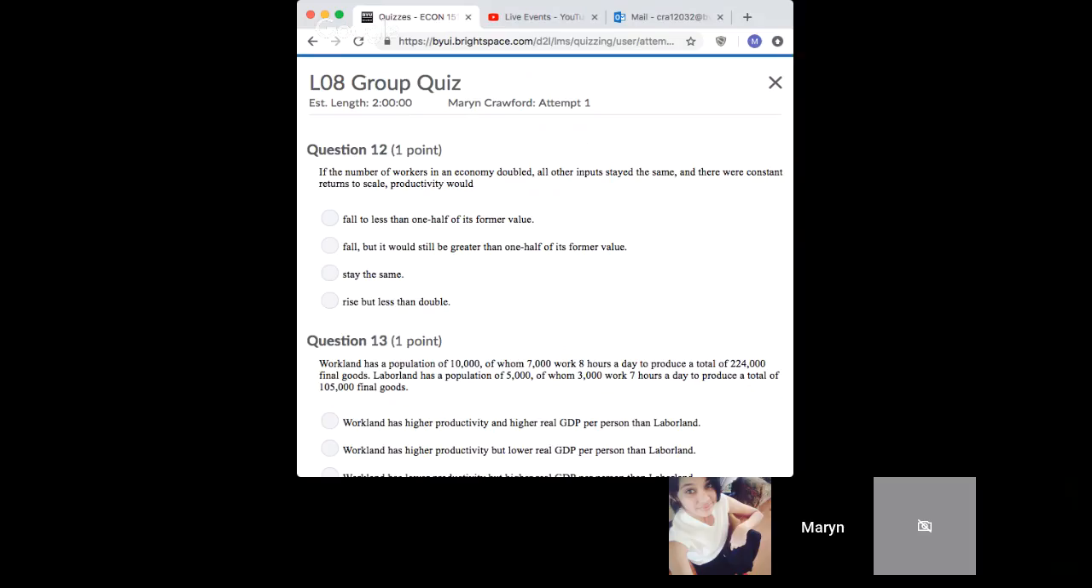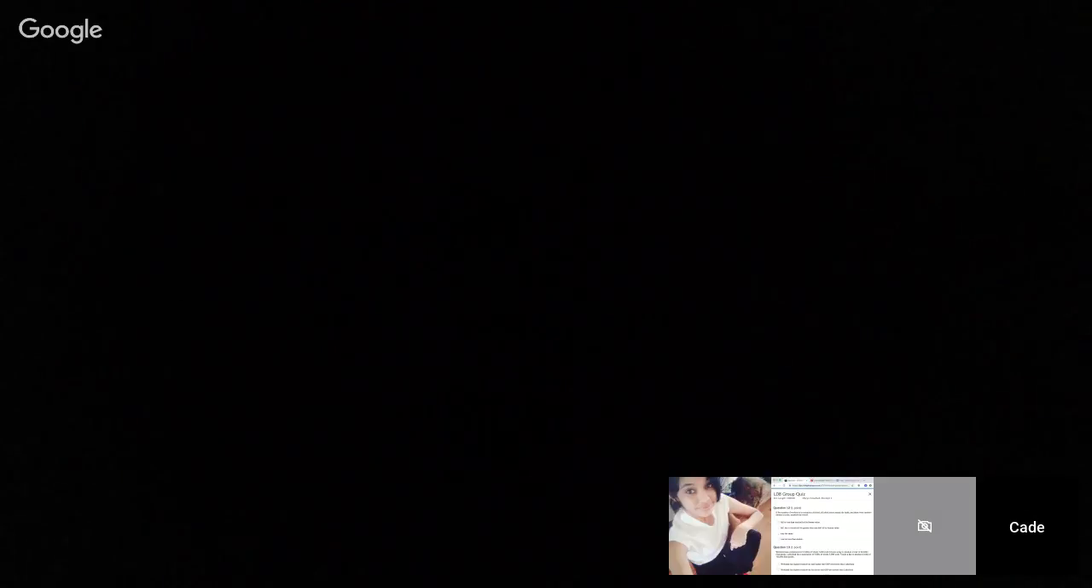So that would mean productivity falls for sure. Right, since it doubled. You're right though. It falls to less than a half of its former value because the amount of workers doubled. Productivity is based on how much each worker is doing. So if you have twice as many workers, but all the other inputs are staying the same, they're not creating as much. That means productivity falls to 1/2 of its former value.